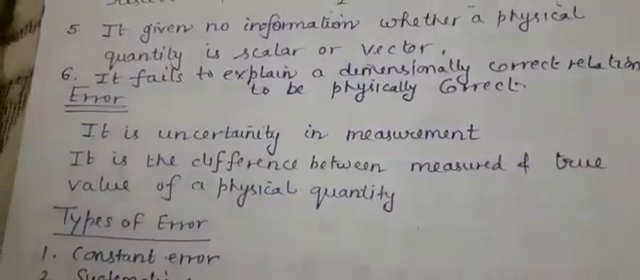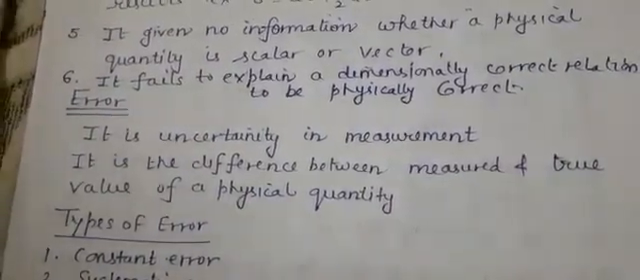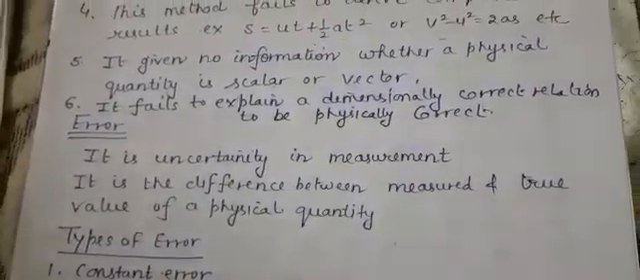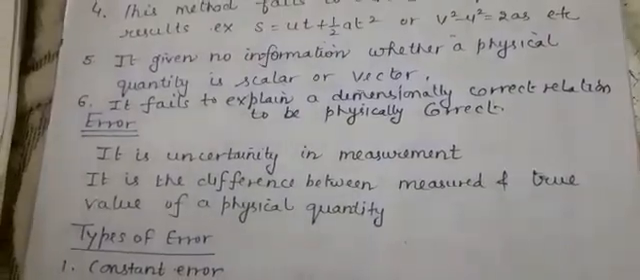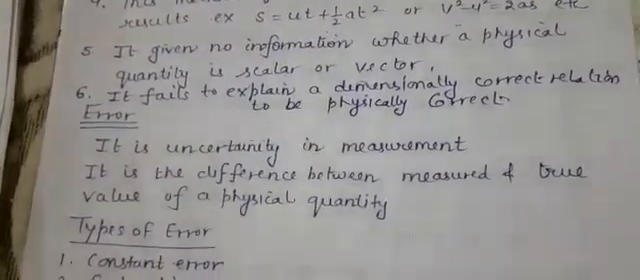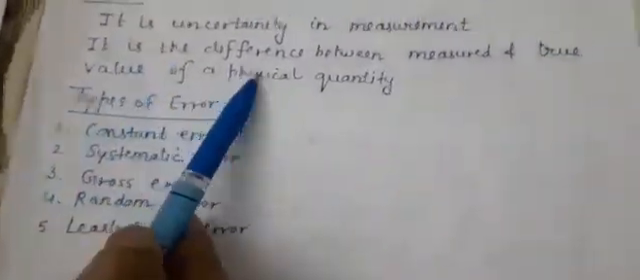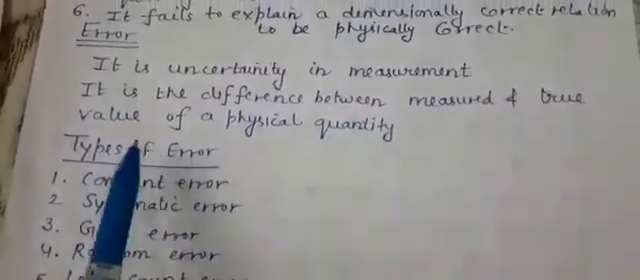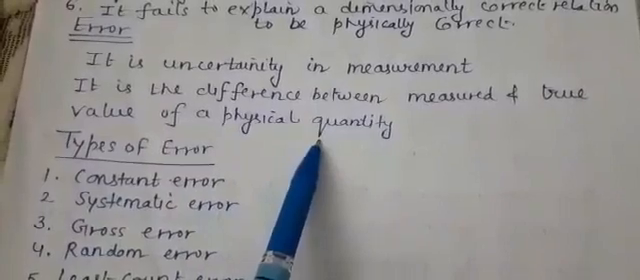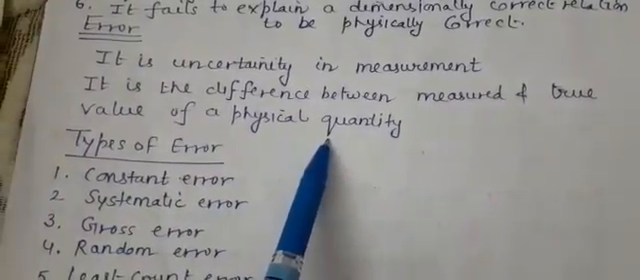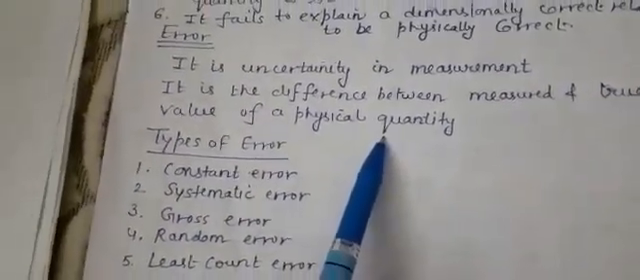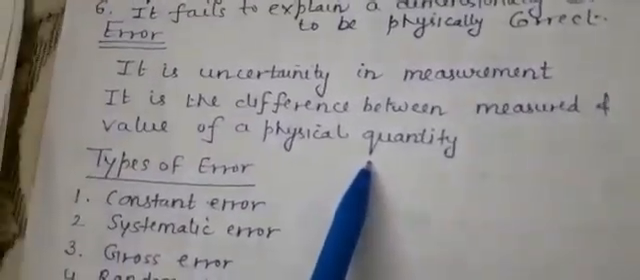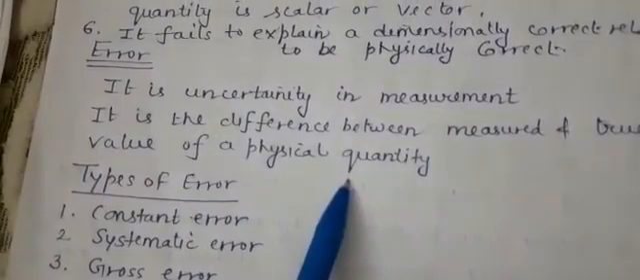Here we will learn how to correct the error, how to find such kind of error. First of all, we will understand what is error, what are the different kinds of error. So error is the difference between measured and true value of a physical quantity. True value means standard value. Measured value is what we have obtained by a certain experimental technique. The difference of these two will give you error.